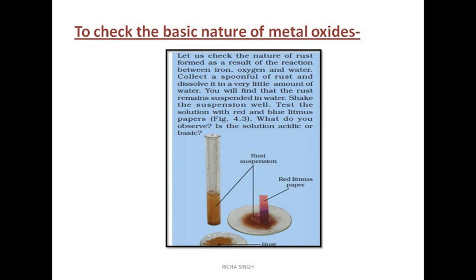A suspension is formed. Then you have to check that suspension, that rust suspension, with a red litmus paper. The red litmus paper will turn blue. The change from red to blue shows that the nature of metal oxides is basic in nature. Remember this thing, nature of metal oxides is basic in nature, because we have to compare this with non-metals also in the later part of the chapter.